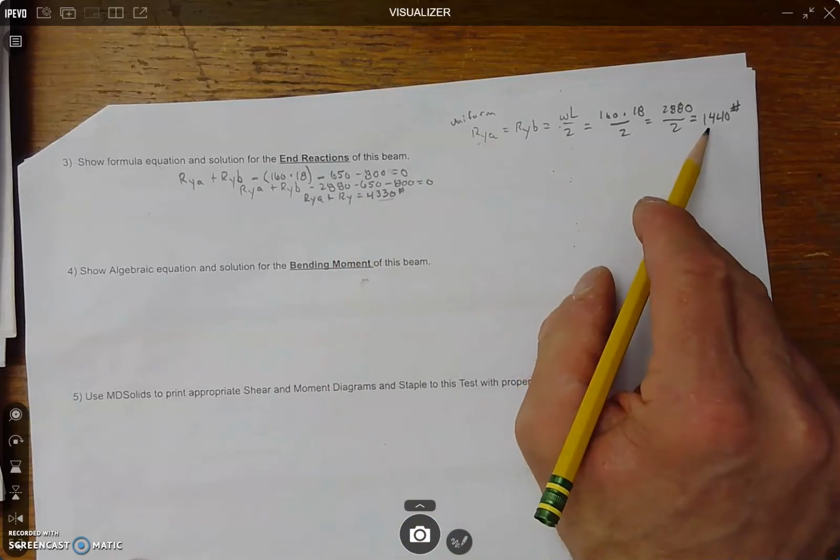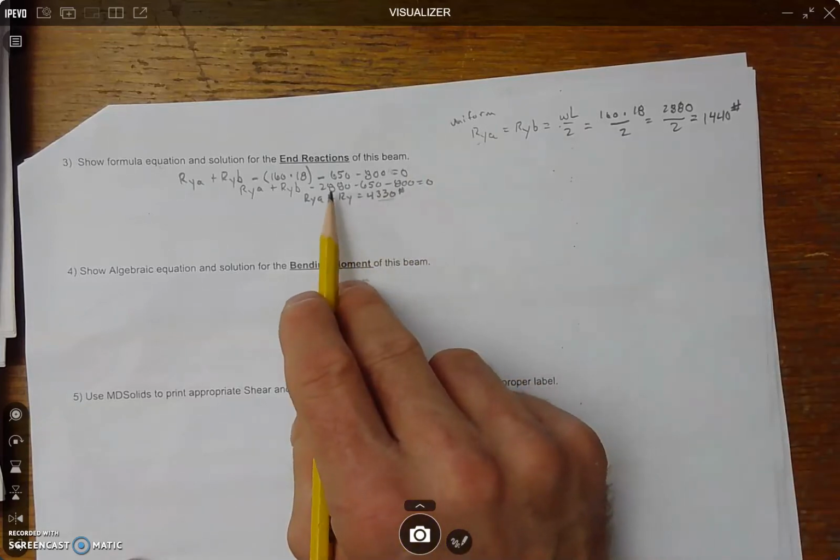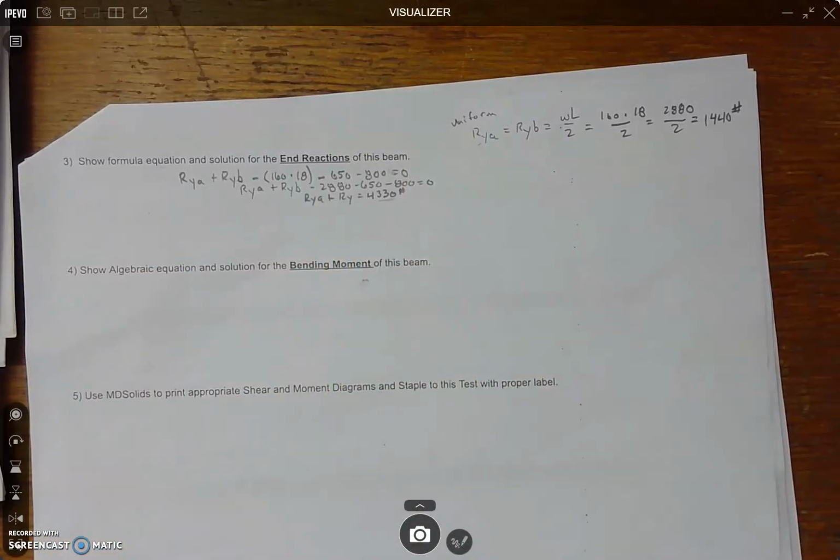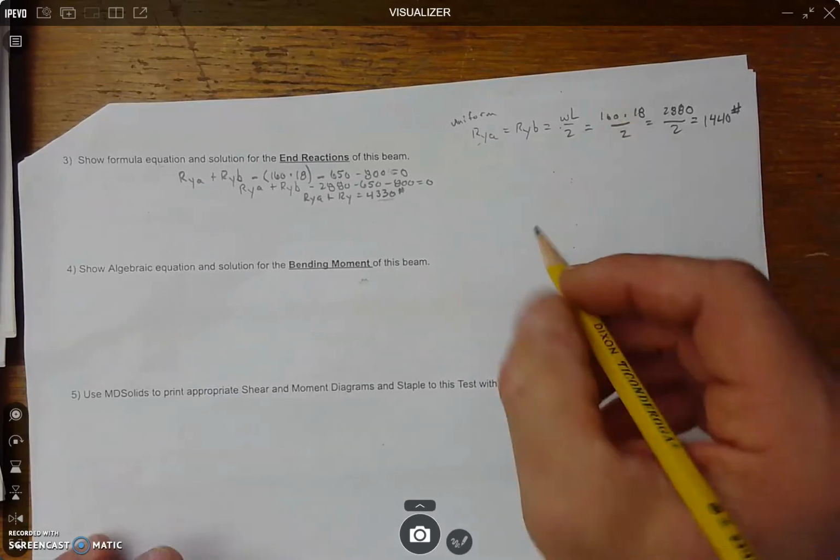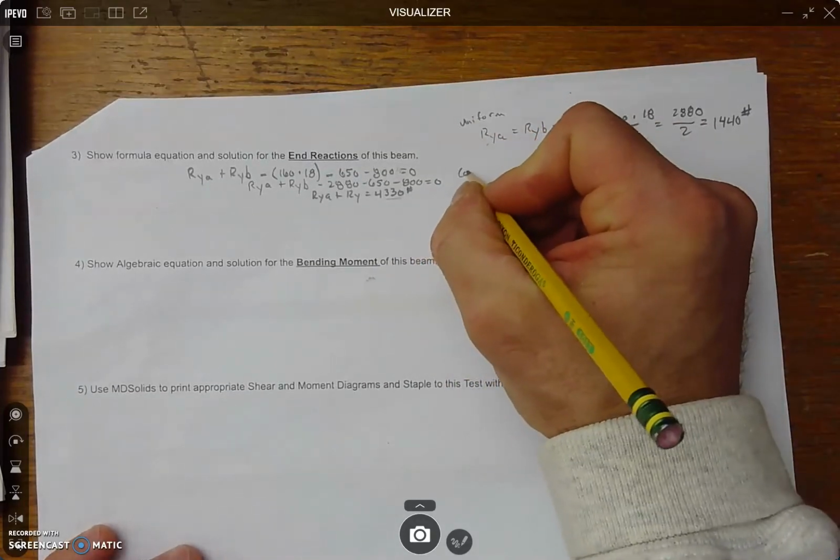is going to hold 1,440 pounds of the 2,880 pounds of the uniform load. That makes sense. It's a uniform load. It's distributed evenly, so they're going to hold the same amount of the total. Okay, so we're going to say concentrated.